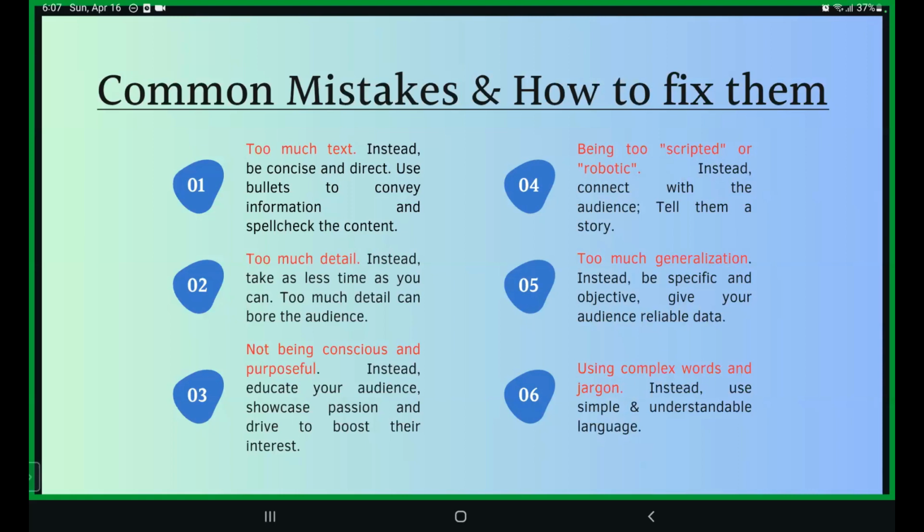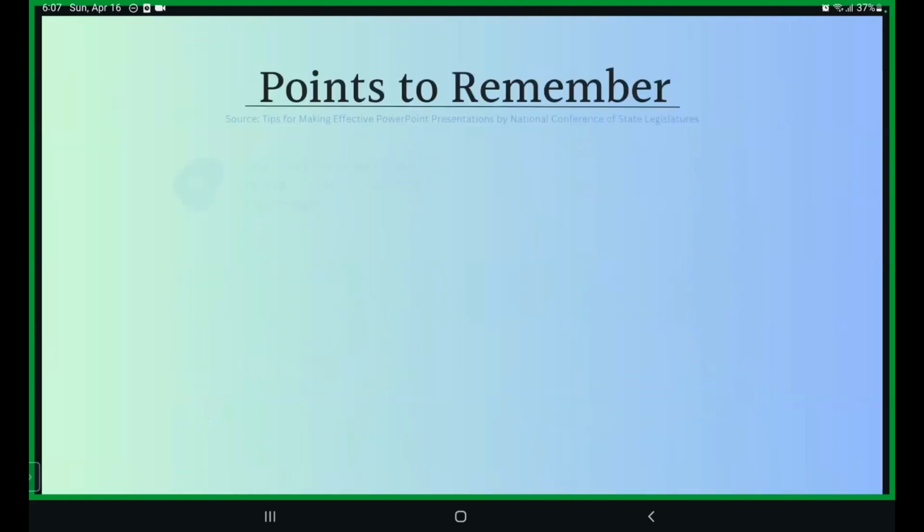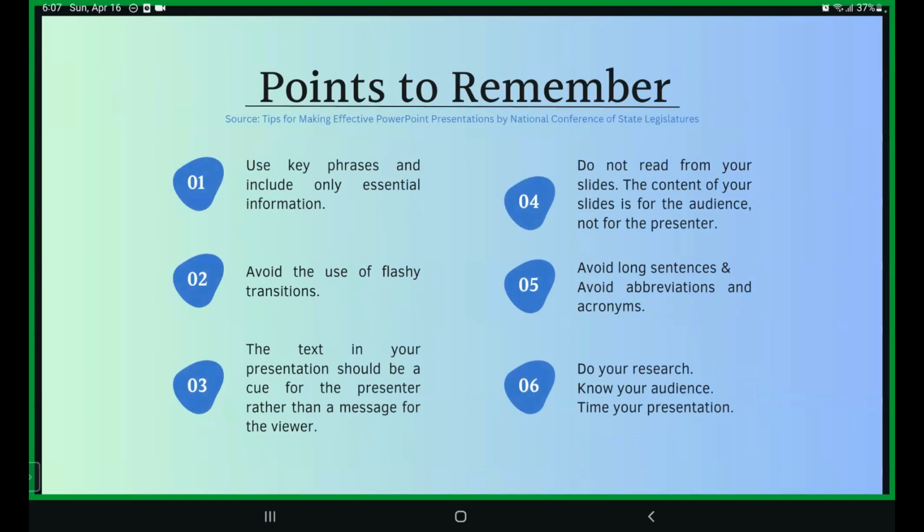These are some very common mistakes that I myself have made in so many of the presentations that I have given throughout time. And right now, we're going to be talking about my top tips through which you can make your presentation something to remember by. Some top tips, according to the National Conference of State Legislatures, are using key phrases and only including essential information.